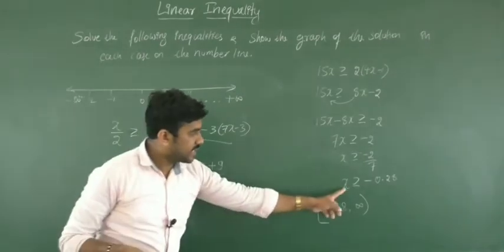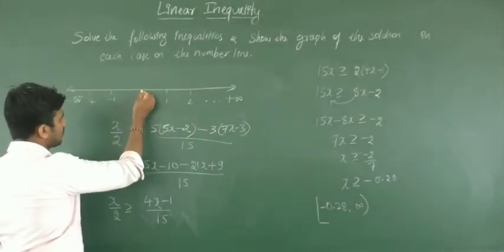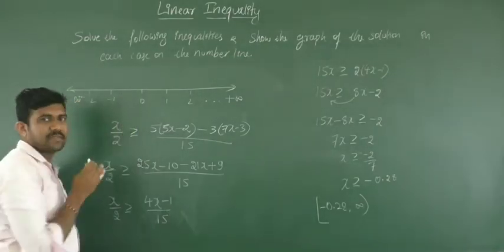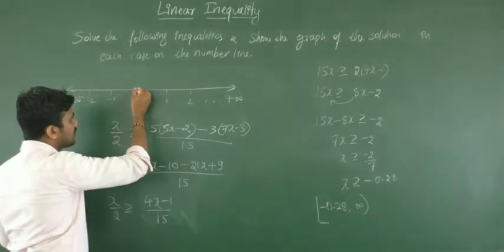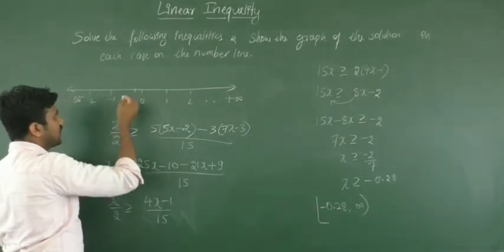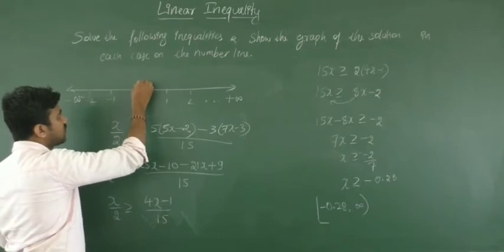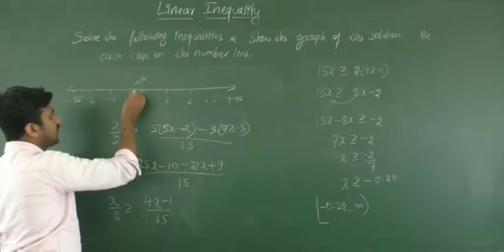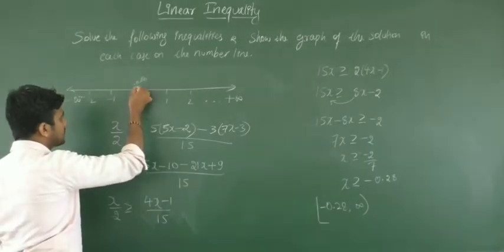X is greater than or equal to minus 0.28. Here this is 0, if you go to the left hand side, it becomes a negative number. So minus 0.28 comes near to 0, right? On the left hand side. So I'll consider this point as minus 0.28. Here x can take that value, so fill this circle first.